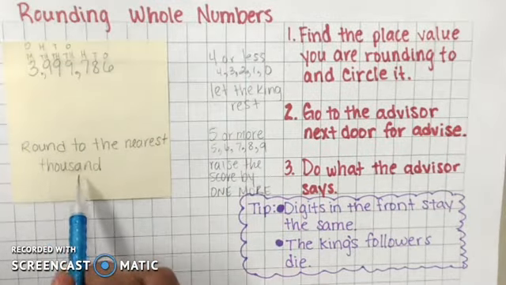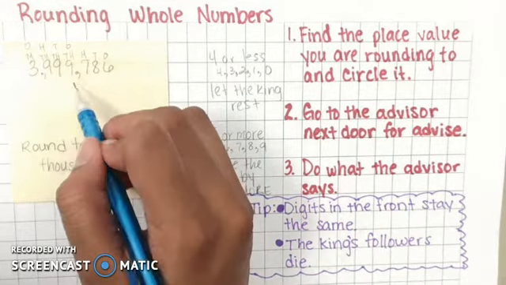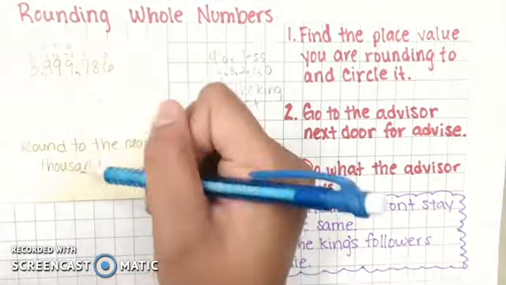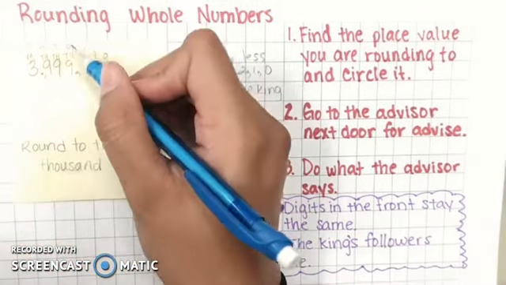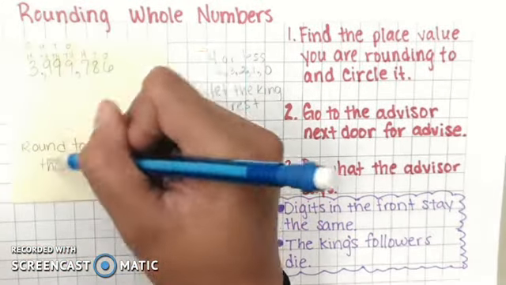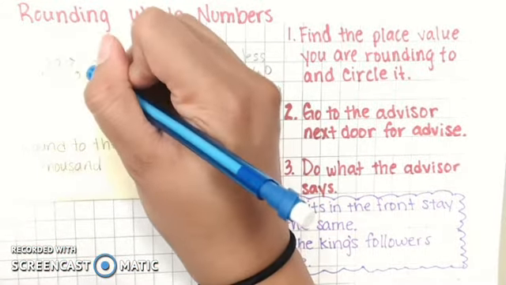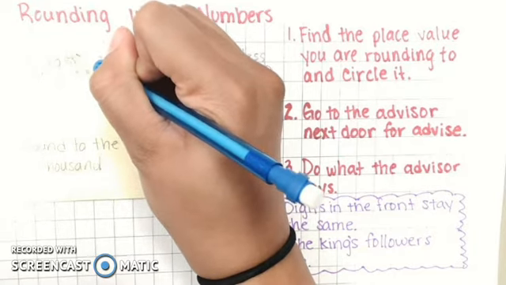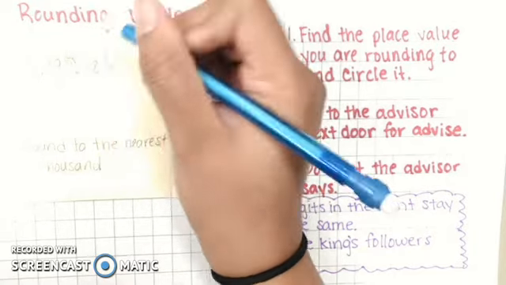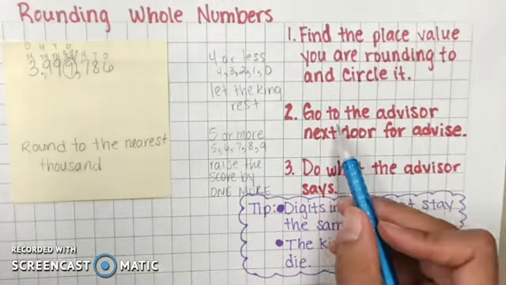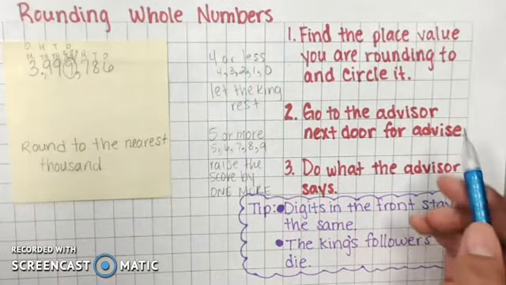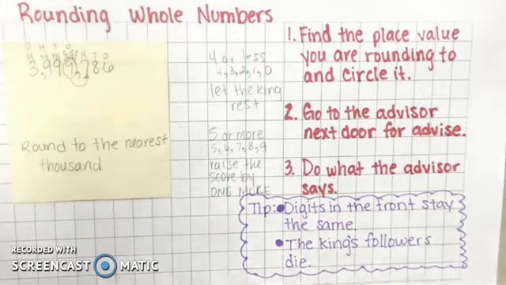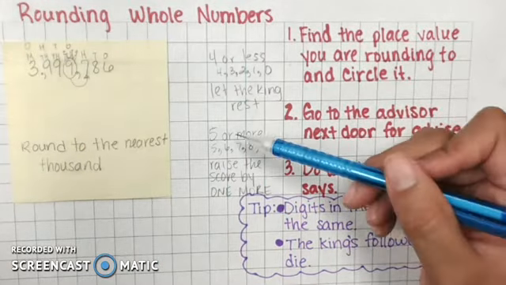I need to round to the nearest thousand place, so I'm going to look for the 1,000. And sometimes they'll just say 1,000. They also mean 1,000 if it doesn't have a 10 or 100 in front of it. So 1,000, I'm going to circle that, and I can put a little crown on top of it. And step 2, go to the advisor next door for advice. I'm going to go next door. Since my advisor is a 7, I'm going to follow this rule.